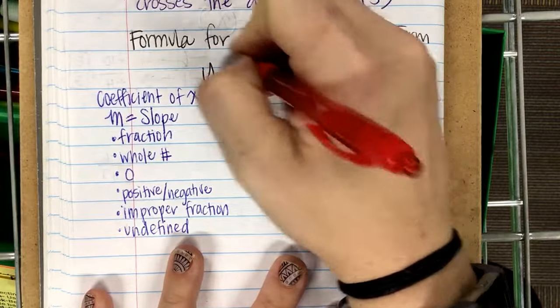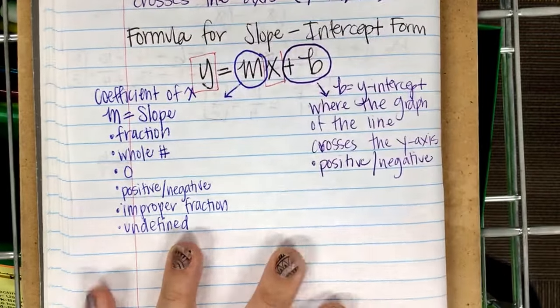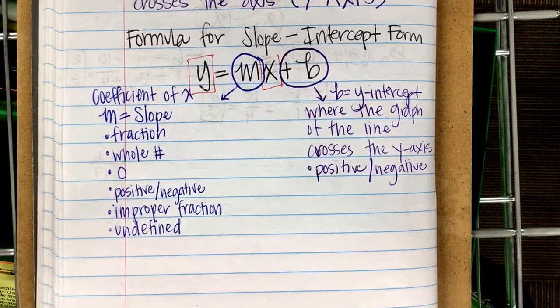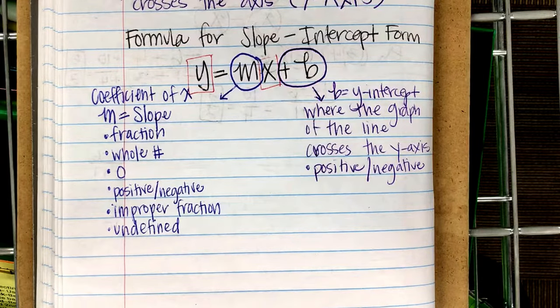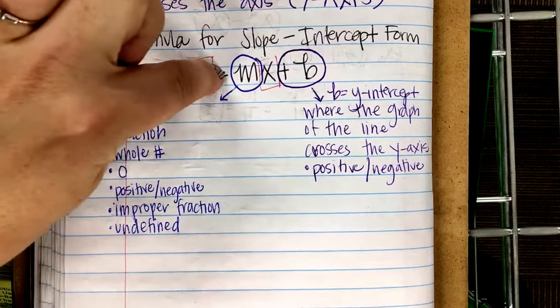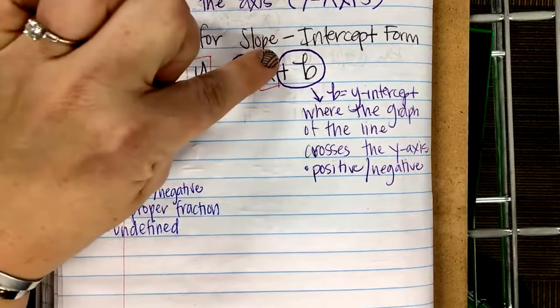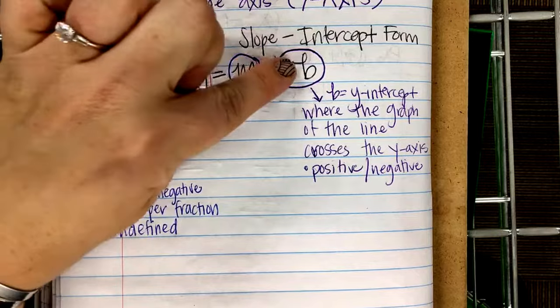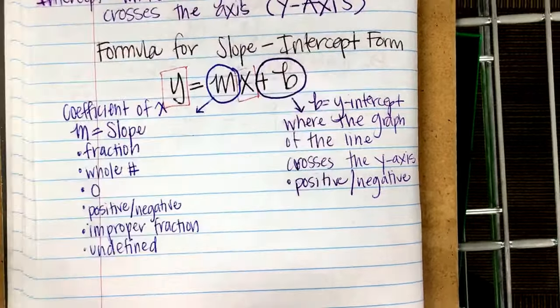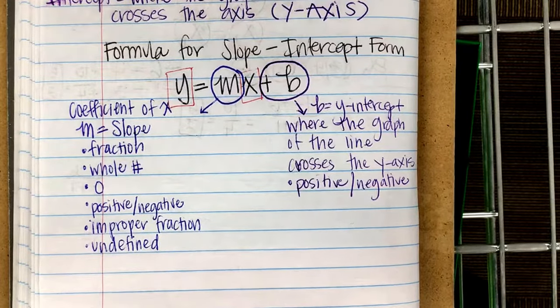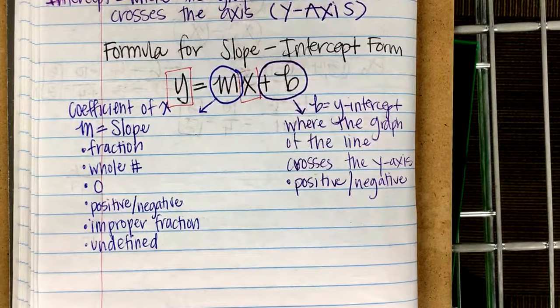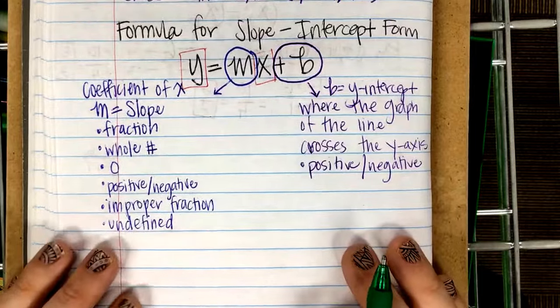X and y just tell you that it's a graph. We don't worry about those. Every single problem is going to say y equals. Then it's going to have something for slope. Then it's going to say x, and then it's going to be plus or minus the intercept. So we're going to practice just identifying right now, really quickly. We're going to practice identifying, then we're going to practice graphing. Are you ready?